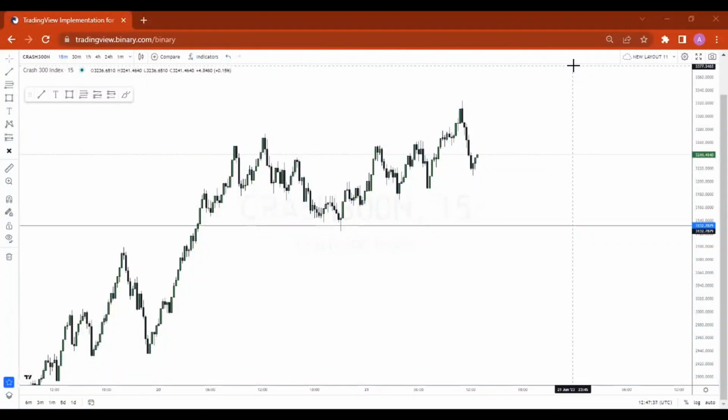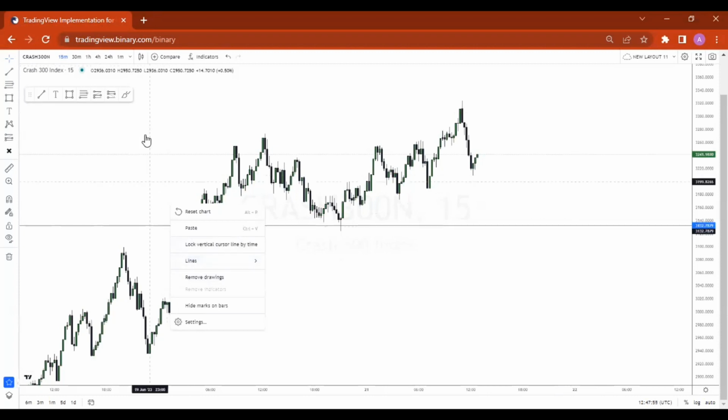In today's class, I really want to show you something really amazing and really powerful. It is one strategy I use till today. It is one strategy I apply till date. And that is the strategy of the 200 EMA.